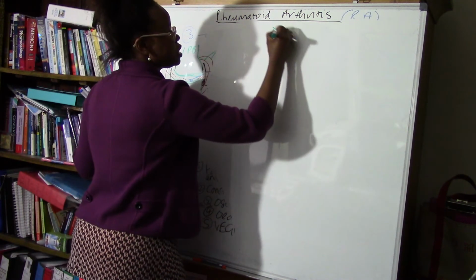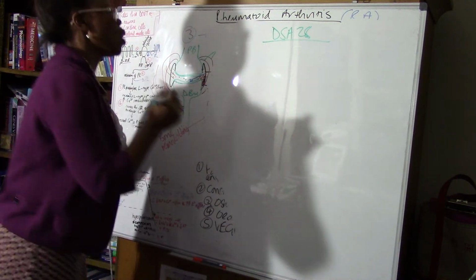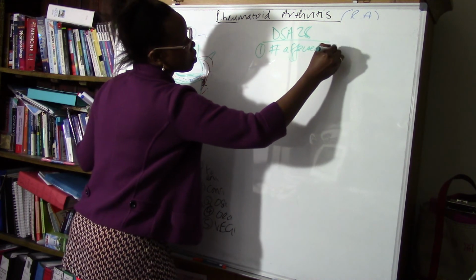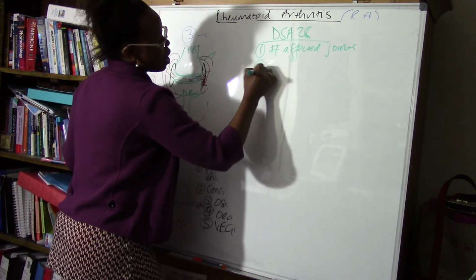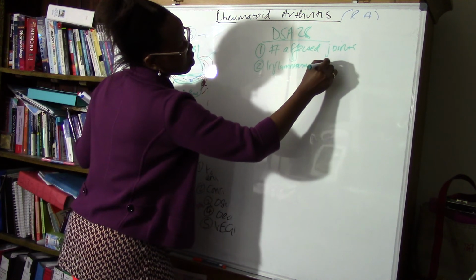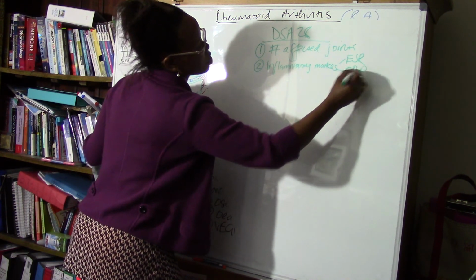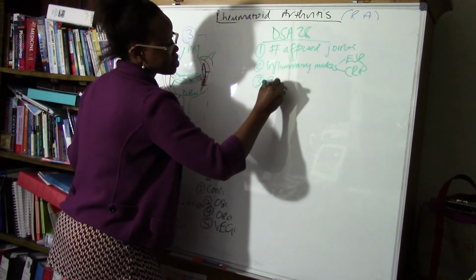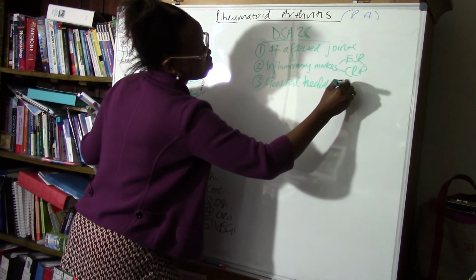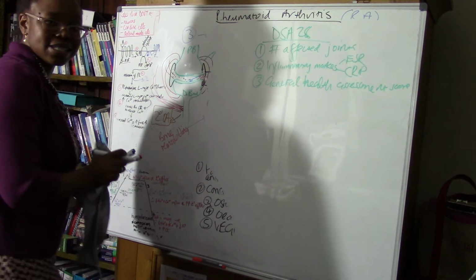So the DAS 28, again 28 based on the number of joints that are involved, will include the number of affected joints, the inflammatory markers, which are just ESR and CRP, C-reactive protein, and then it will also do the general health assessment score, and then it will grade the disease activity.